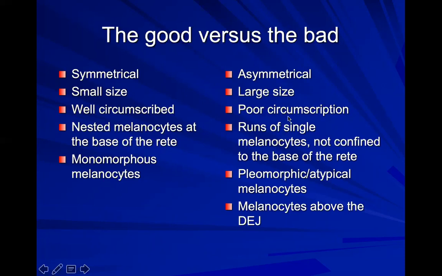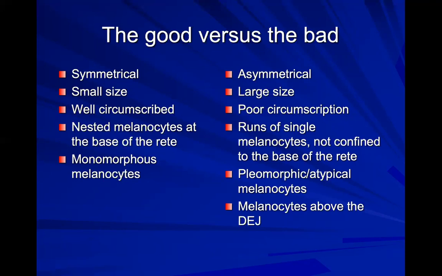We like melanocytes to be nested at the base of the rete ridges. What we don't like is runs of single melanocytes that are not confined to the base of the rete ridges, meaning they run up into your interpapillary plates. And if your eyes just glazed over, I'll explain what I mean later. We like melanocytes to be monomorphous, meaning they all look like each other. They might be plump, spindled, or small and round, but they should look like each other. We don't like pleomorphic melanocytes, melanocytes that don't look like each other.